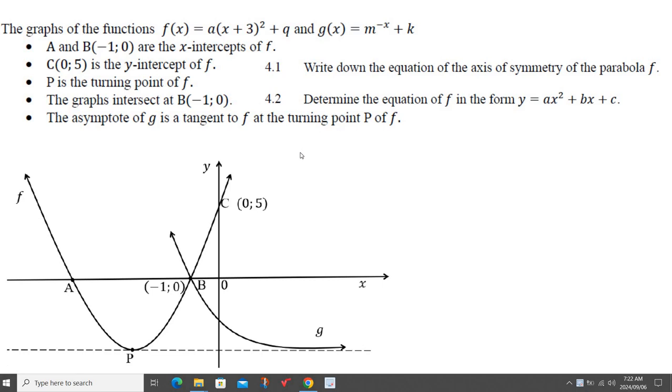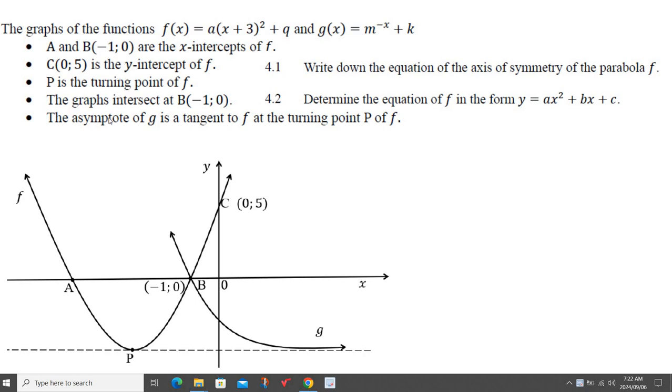Okay, we've got two functions here. We've got a parabola that's a happy parabola, and that's q right there, because minus 3 in q is right where the turning point is. And then there's an exponential equation, g, and k is y equals whatever this is, but they tell us here something.